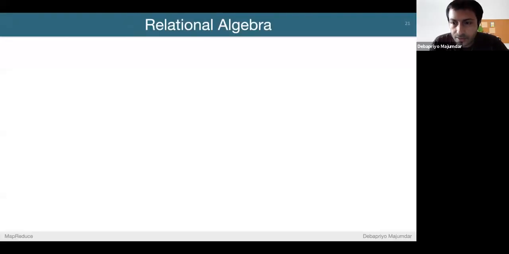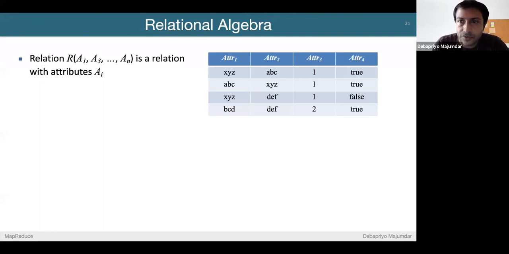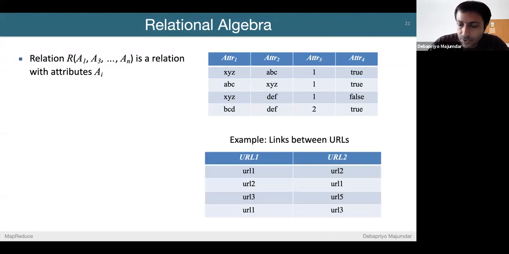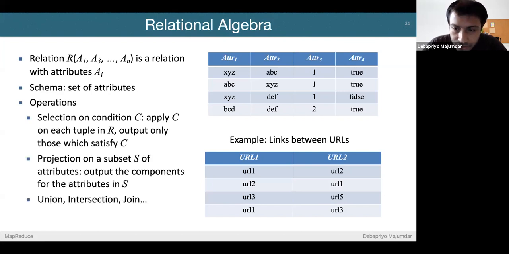So last time we did finish a little bit into relational algebra, but let's just quickly recapitulate. Relations are like tables with attributes. A real example can be a table with links between URLs, URL1 and URL2. The schema is the set of attributes. And we have selection, projection, union, intersection, join, these standard operations.